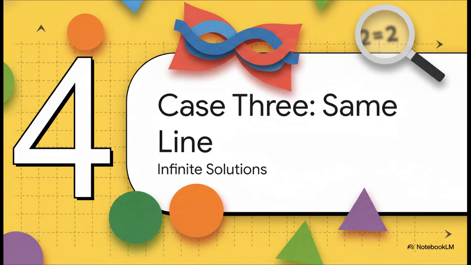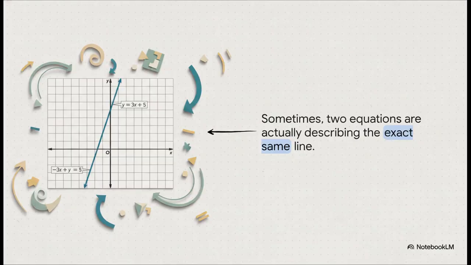Okay, for our final case, we've got the biggest surprise of all. What if the two equations are actually just one line, wearing a really clever disguise? Look closely at this. We start with two equations that look totally different. But with just a little bit of algebra, if you rearrange that first equation to solve for y, you discover its secret identity. Whoa. It's the exact same line as the second equation.